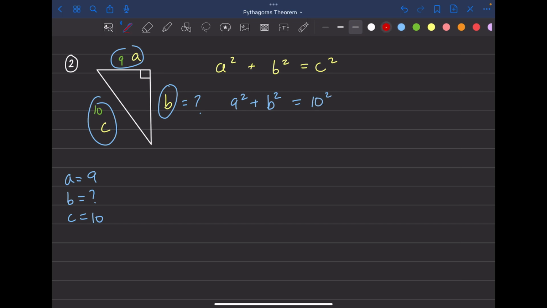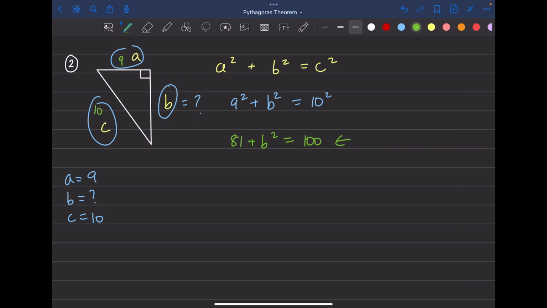Once again, all I've done is put 9 for A and 10 for C. That's all I've done in this step, okay? After that, it's pretty simple. Let's start solving. So what is 9 squared? 9 times 9 is 81, okay? B squared, you can't really find what that is, so we're going to leave it as B squared. And then 10 squared is 10 times 10, which is equal to 100. Okay, so after getting this step over here, there's only one more step to do, but it consists of multiple steps itself.